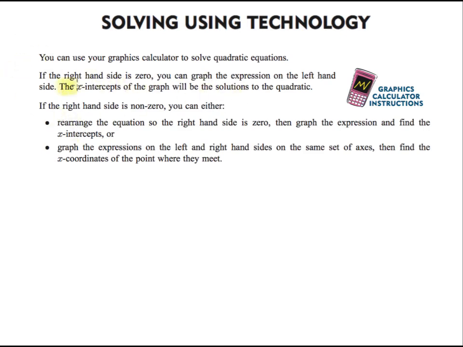Or if you have it not equal to 0, you have two methods. One, you can rearrange it so it's equal to 0, or you can put the left-hand side of the equation as y1 and the right-hand side as y2, and then find your intercepts.